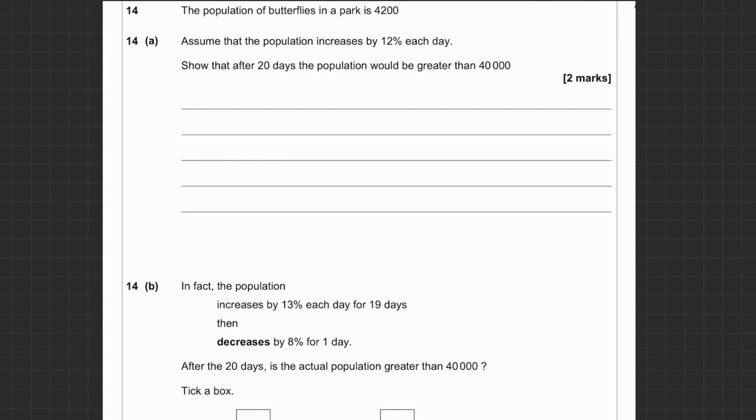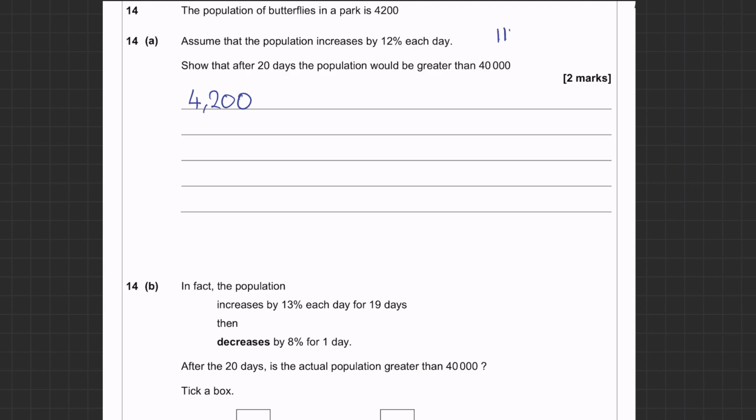The population of butterflies in a park is 4,200. Assume that the population increases by 12% each day. Show that after 20 days the population would be greater than 40,000. This is a really nice calculator question, to be honest with you. It's involving your percentages knowledge. So we've got 4,200 is our amount to begin with. And each day it increases by 12%.